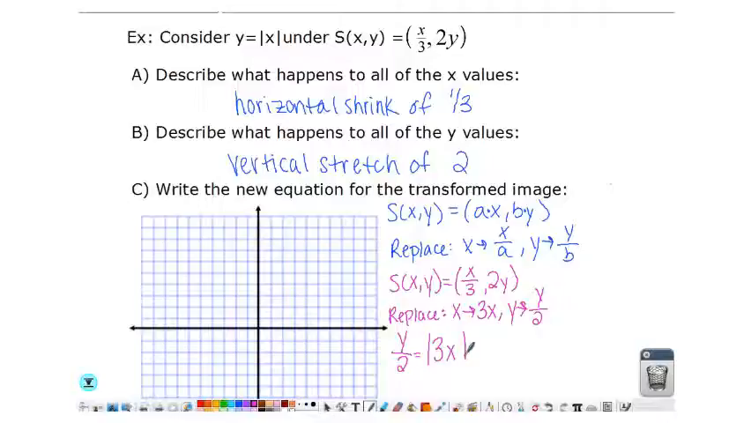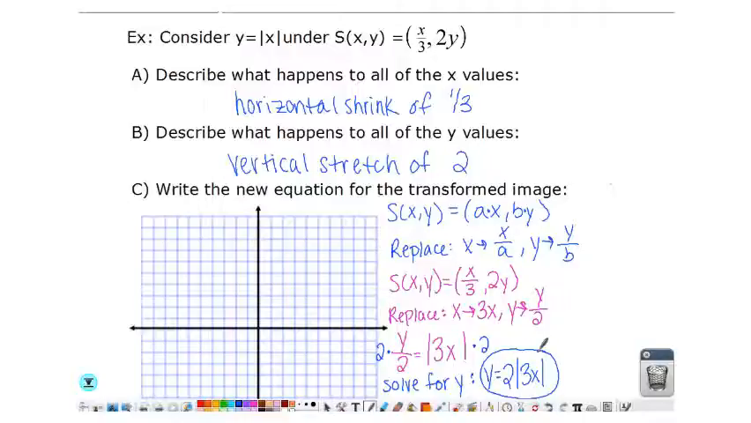And now, of course, you want to solve for y. So this is our substitution, our replacement step still, and now we're solving for y. To do that, we would multiply both sides by 2 to cancel the dividing by 2, and we would be left with y equals 2 times the absolute value of 3x. So that's our final answer for changing the equation. And now, of course, we want to graph it.